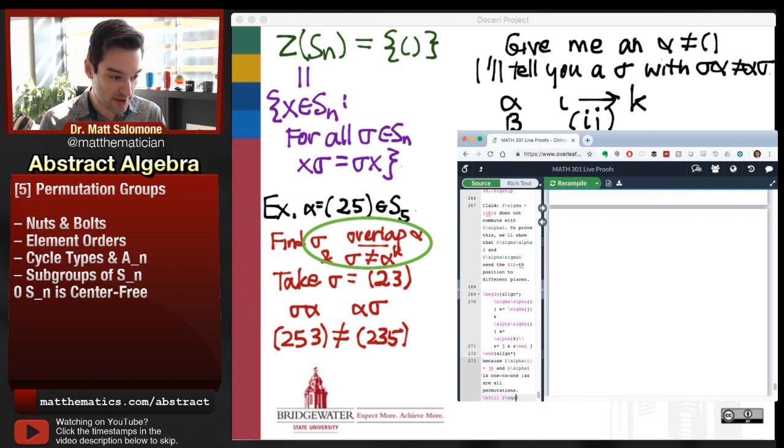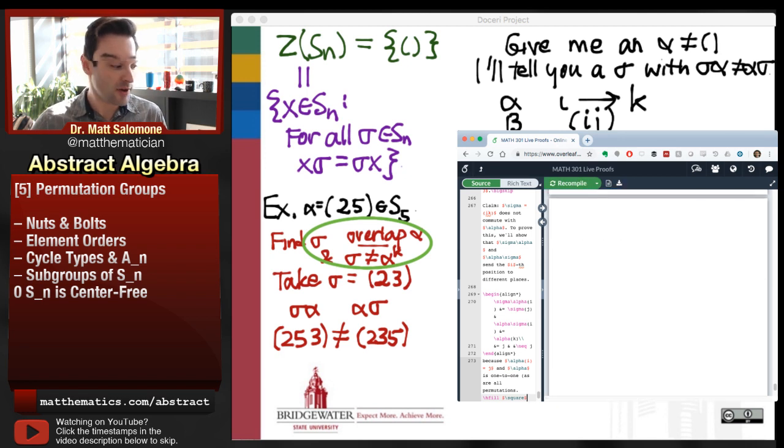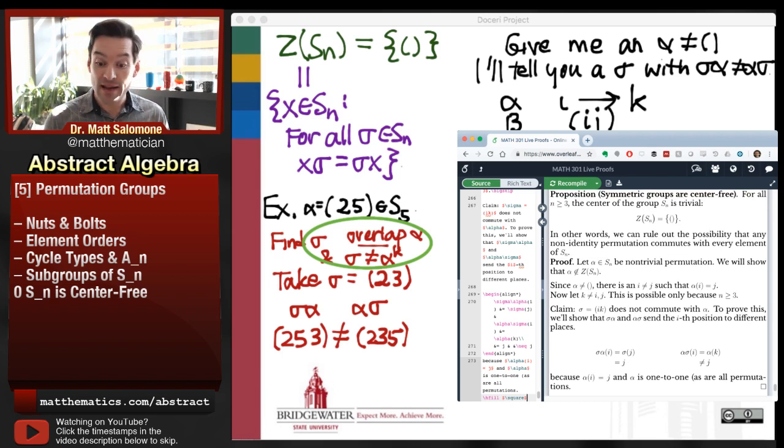And so that actually completes my proof. Alpha is a one-to-one function because it's a permutation. Therefore, because we know alpha sends i to j, alpha cannot send k to j. And therefore, sigma alpha and alpha sigma are different permutations because they send position i to different spots. And that concludes our proof. So the center of any interesting symmetric group is always trivial. There's no permutation that commutes with every other permutation if I have three or more symbols, other than the identity permutation.